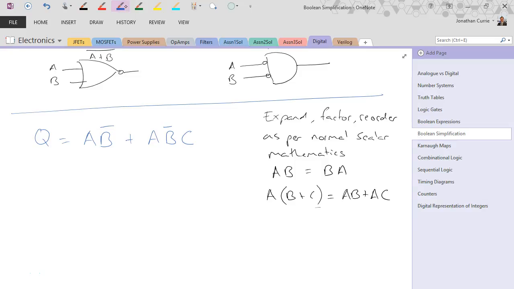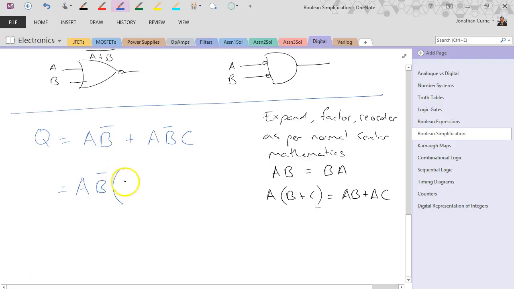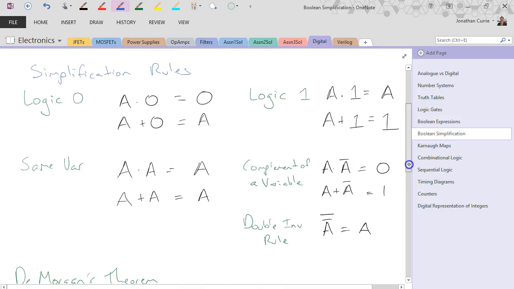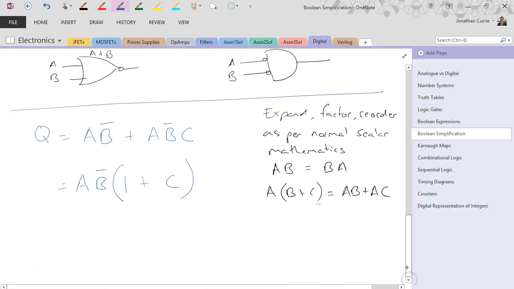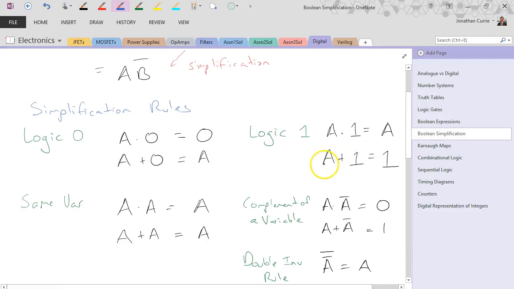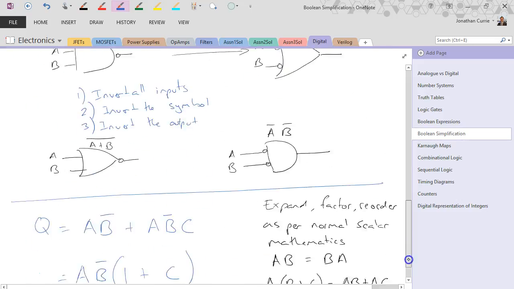So looking at this one, let's factor this one using A and not B. Now we haven't got anything here, so we can assume 1 or C. And the reason we can do that is looking at our rules: A and 1 is still the same as just A. So putting the 1 in there has made no difference to that particular circuit. In this case we can see that the next step we've got 1 or C. So 1 or A, or 1 or C in this case, is the same as just 1.